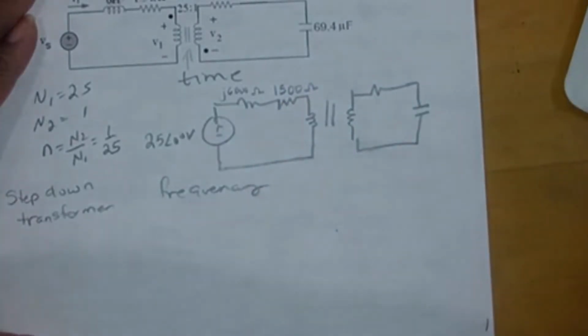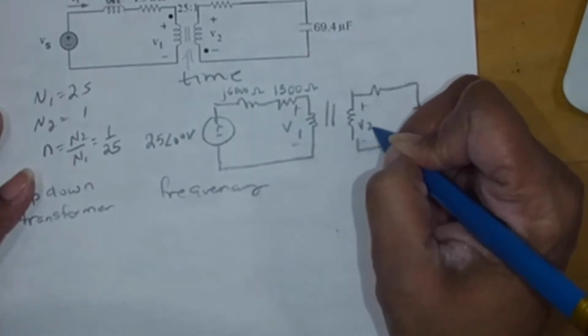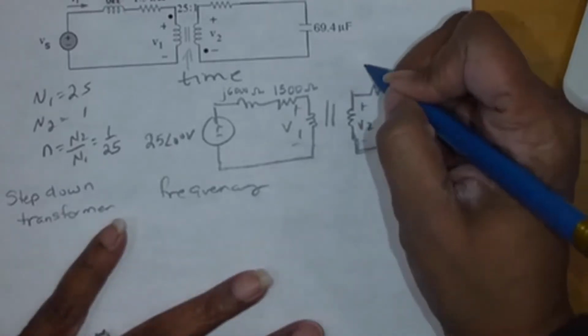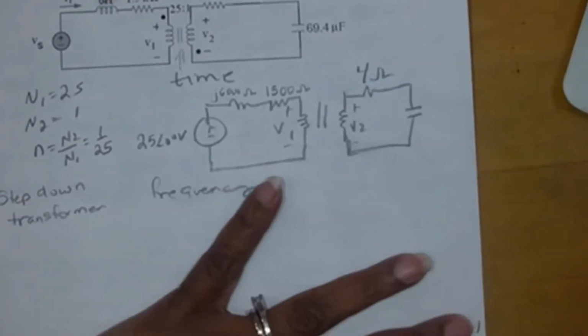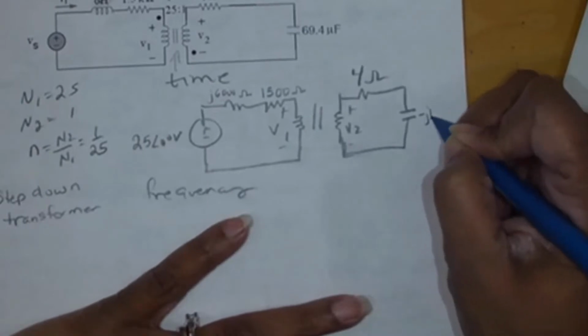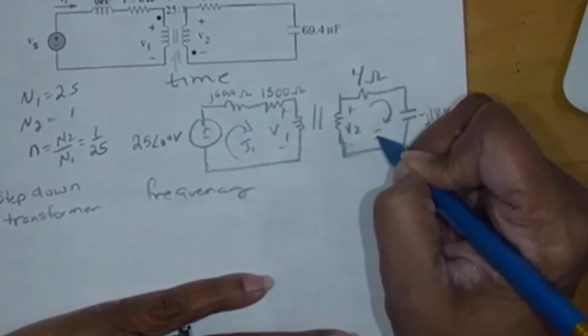We got to make sure they're in the same multiplier. So it is 6 Henry. I was right the first time. So it's J 6000 ohms and 1500 ohms. And then I have V1 here and V2 here. Over here, this resistor is 4 ohms, and the capacitor is negative J 14.4 ohms. And I label this clockwise current here I1 and the clockwise current here I2.